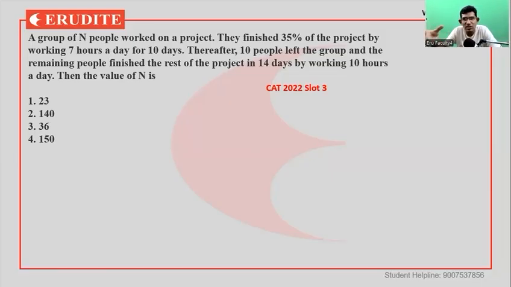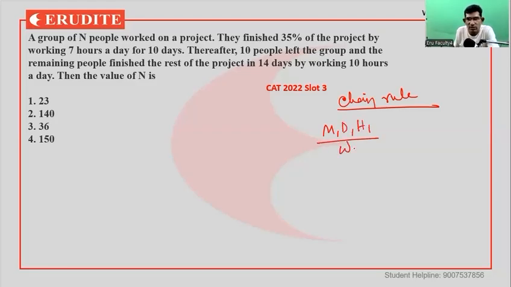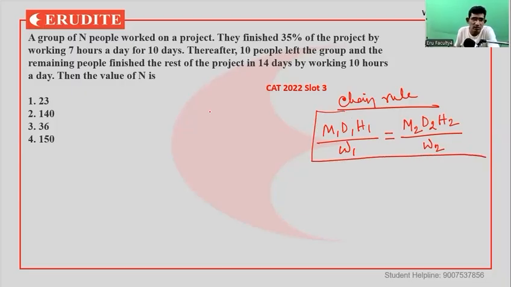In this case, it's a similar efficiency: n people, they're all the same. So what do you do? We can solve the question by a single formula, also known as the chain rule. It says if M1 people work for D1 days and each day they work for H1 hours to do a certain work W1, then M2 people will work for D2 days, each day for H2 hours, and they will do a certain work W2. Now, if W1 and W2 are related or similar, then their ratios will be equal. This is the basic idea of the chain rule, so you can apply the same rule here.